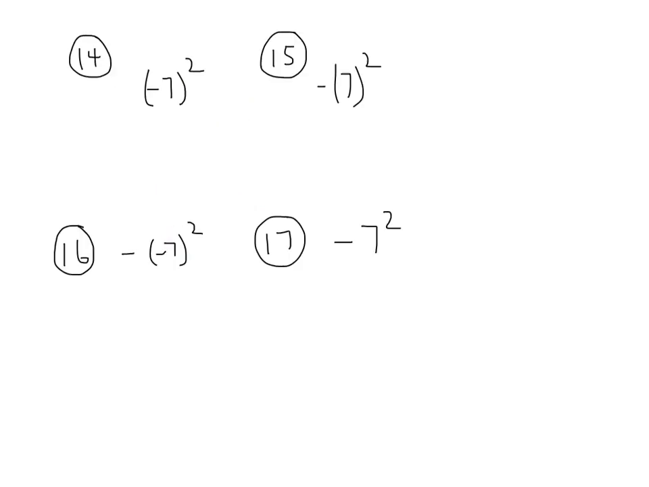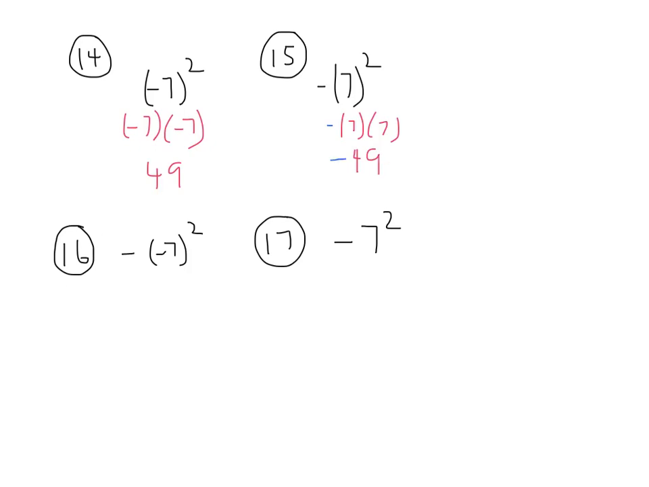Okay, last couple. I want you to pause and see if you can calculate these, and make sure you understand the difference between these. Pause and do that. Welcome back. Here's what you should get. The quantity negative 7 squared. This means negative 7 times negative 7, which is positive 49. Number 15 means 7 times 7 first, and we would take the opposite of that. 7 times 7 is 49, and then the opposite would be negative 49.